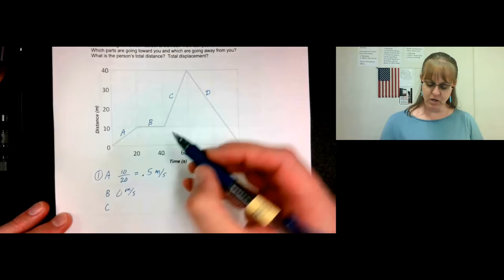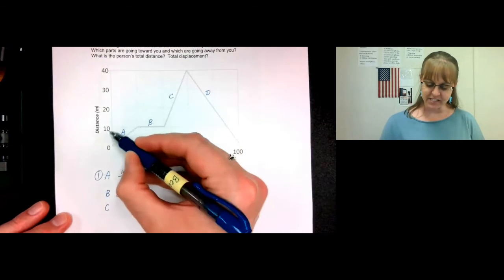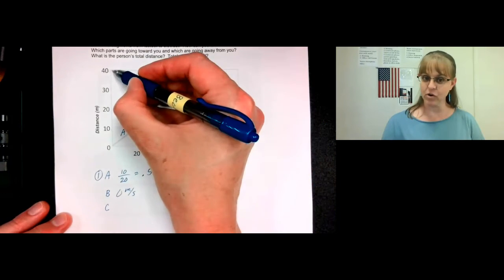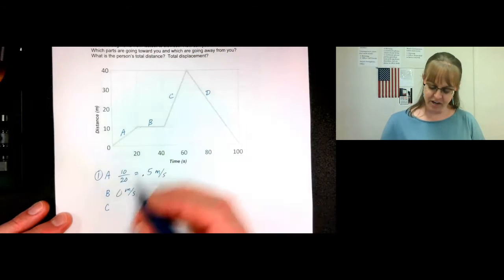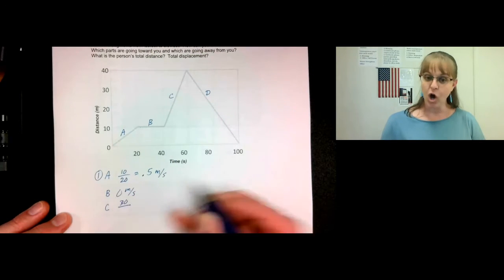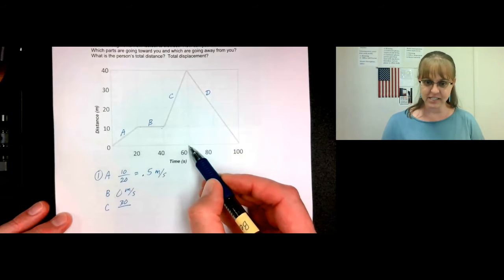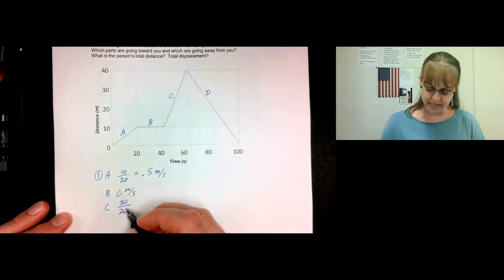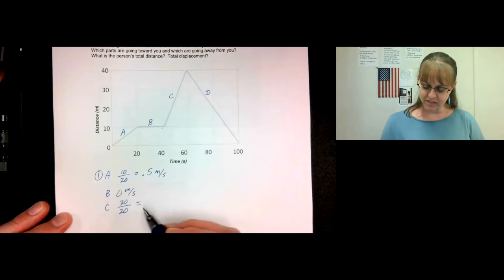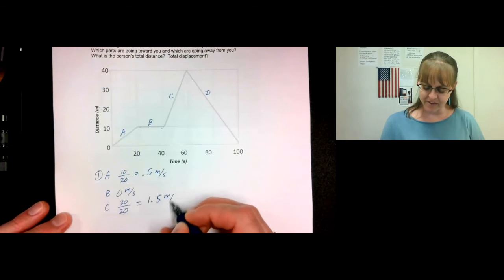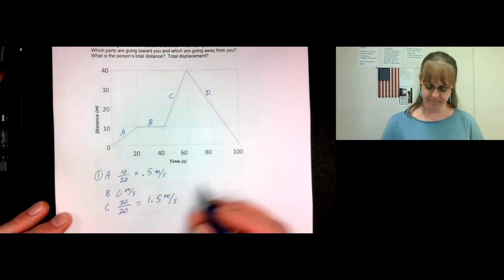For part C, we have a rise. It starts at 10 and goes up to 40. That is a rise of 30. Over a run, it starts at 40 and goes to 60. So that's a run of 20. Rise over run, 30 divided by 20, gives us a speed of 1.5 meters per second.